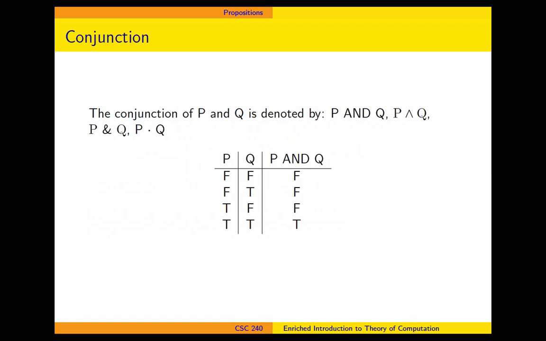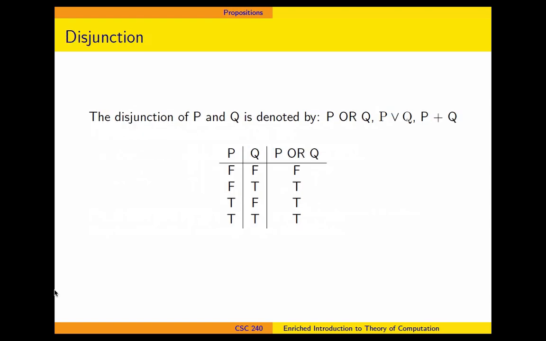For any 2 propositions P and Q, the conjunction of P and Q is true when both P and Q are true, and false otherwise. It is written as P and Q in the MIT book, and as P wedge Q in the course notes, where the wedge is an upside down V. It is also sometimes written as P ampersand Q or P dot Q.